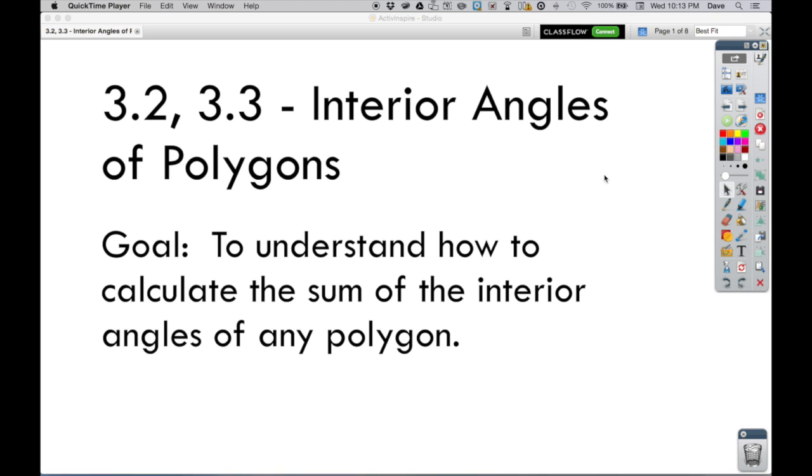This lesson is a portion of 3.2 and 3.3. We're changing up the way the book's teaching it a little bit, so we're going to be tackling a little bit of both of these chapters. Specifically, we're going to be looking at the interior angles of polygons. The goal is to understand how to calculate the sum of interior angles of any polygon.